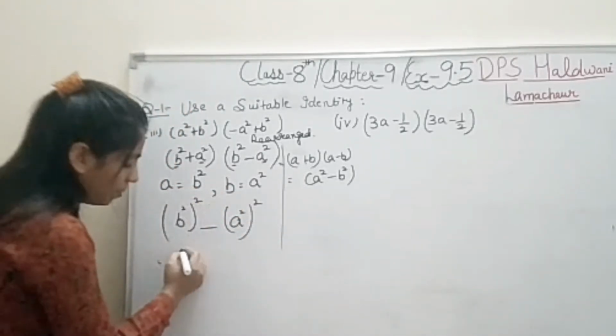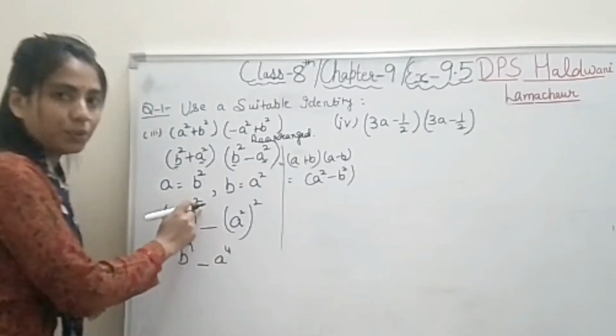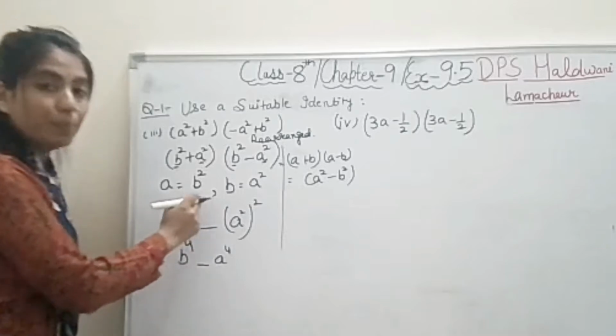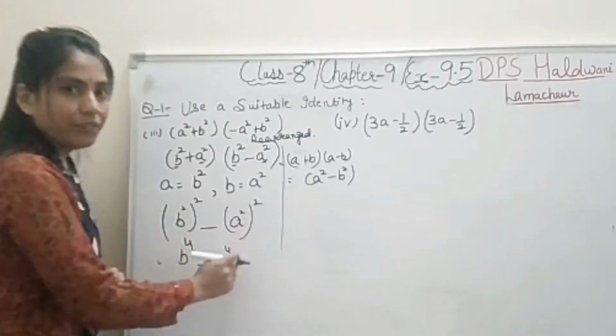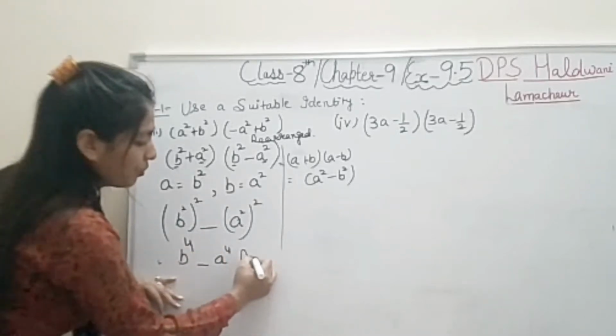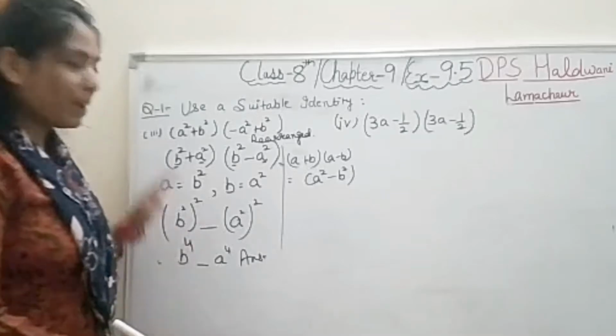B square squared, B raised to power 4, minus A raised to power 4, because 2 2s are 4. They are going to multiply with each other. So 2 2s are 4, minus A, 2 2s are 4. So B4 minus A4 is the answer. That's it, student. So this is our third part.